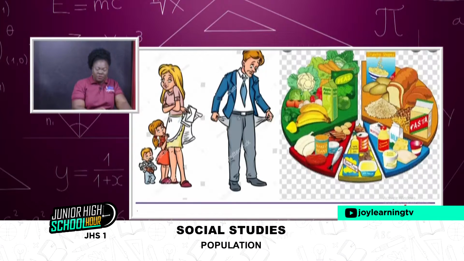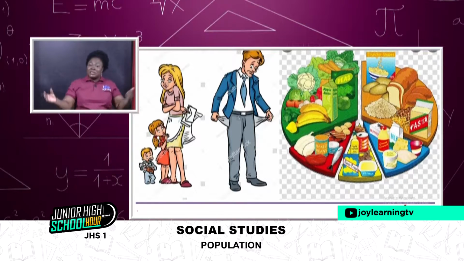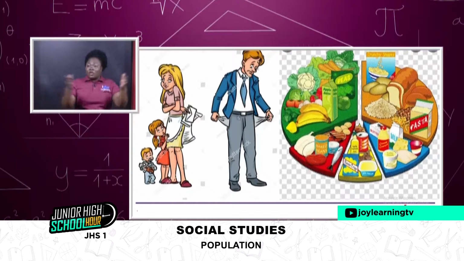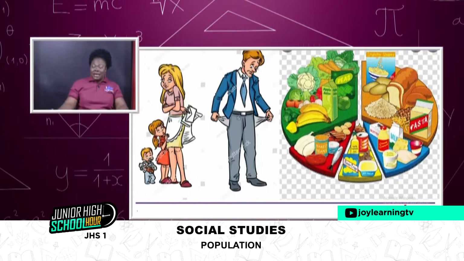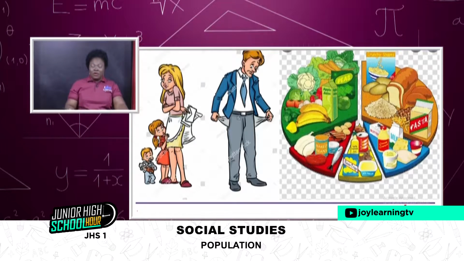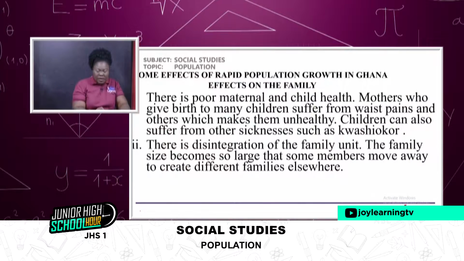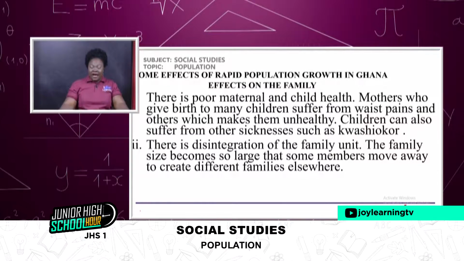Sure, that's very true. Look at this picture here. That's a man, the wife is asking him for money and he's saying there's no money. So because of this, they cannot take a balanced diet. And so all these food groups here, they cannot eat. And you see the children are so sad. And this can lead to what? Death if you don't eat well. You get malnourished. Now, let's look at some of the effects of high population growth rate in Ghana.